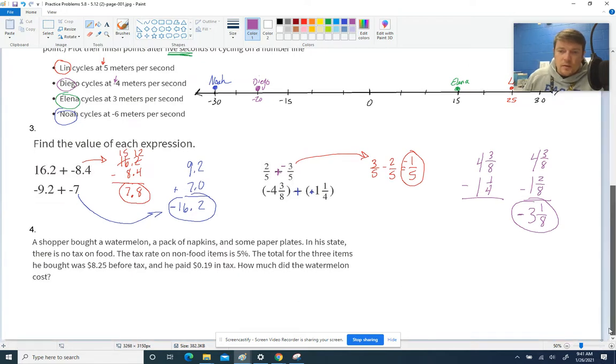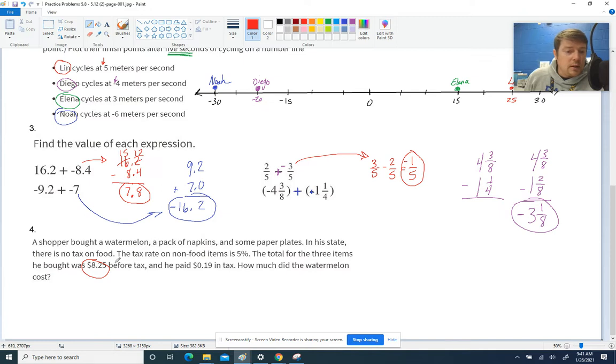All right, so let's go to the next problem here. We have this one about a watermelon. All right, this one is kind of tough. It took me a second to wrap my brain around it because I was wanting to use this number. This is kind of a distracting number at the beginning, and you have to use it at the end to get the answer. But this shopper goes and buys a watermelon, napkins, and paper plates. So they buy 3 things.